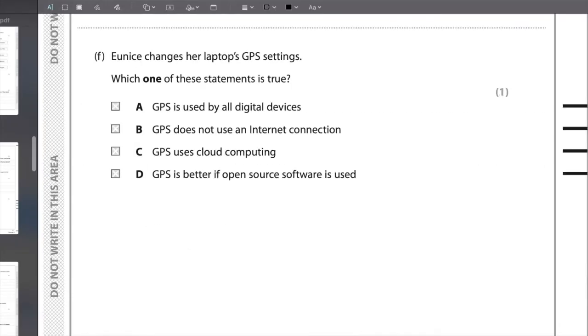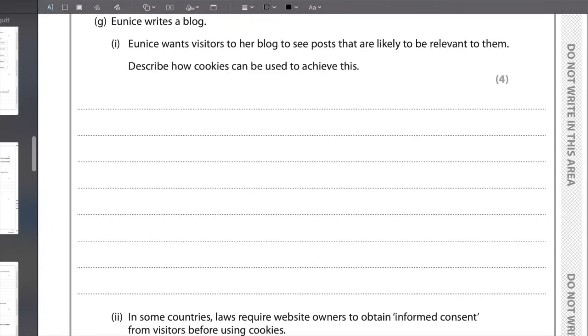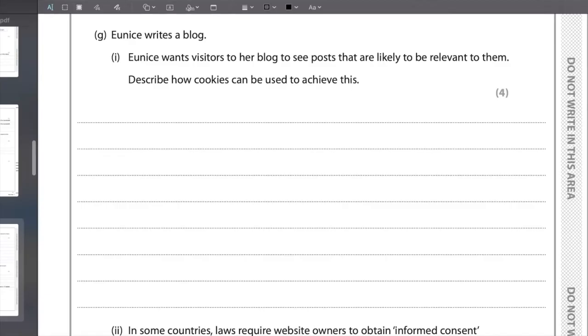F. Eunice changes her laptop's GPS settings. Which one of these statements is true? Is it A. GPS is used by all digital devices? B. GPS does not use an internet connection? C. GPS uses cloud computing? Or D. GPS is better if open source software is used? The correct answer is B. GPS does not use an internet connection. So that's F. Go down and look at G.